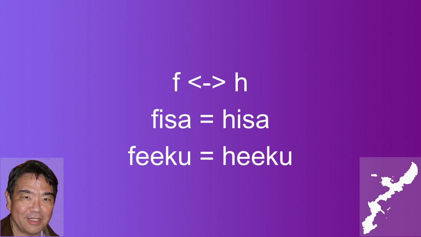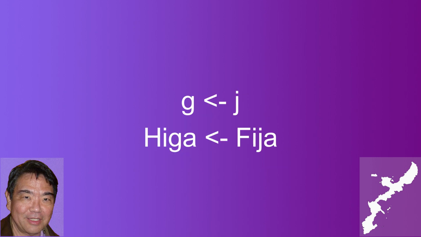The F and H sounds are sometimes interchangeable, as in the word leg, fisa or hisa, or the word fast, feiku or heiku. In previous times, the G sound was pronounced as a J, such as higa, which was pronounced bija. These facts are good to know as you encounter Uchinaguchi dialects.